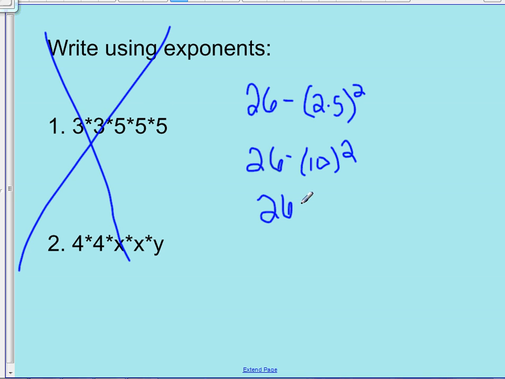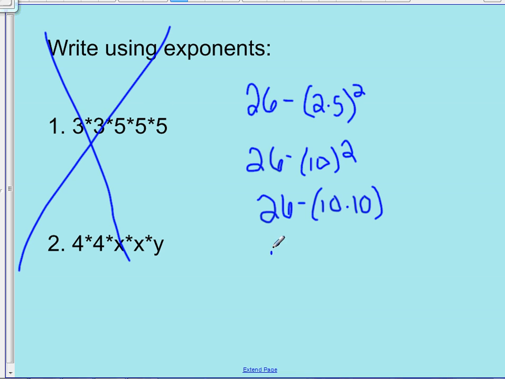Now here's where we concentrate on the exponent. 10 squared means 10, and I'm just going to write it out for you. Normally you would not have to do this. It means 10 times 10. Be careful. It is not 10 times 2. It is 10 times 10 because it says twice. So you're multiplying it twice.